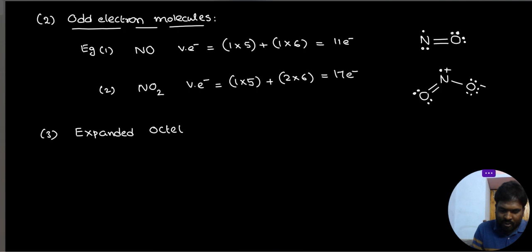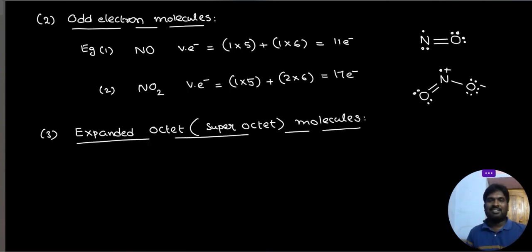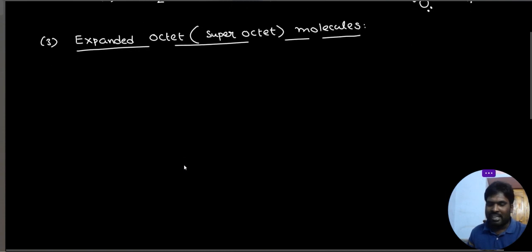Expanded octet or superoctet molecules. Now, some examples are there: PCl5, SF6, IF7. These are the expanded octet or superoctet molecules.